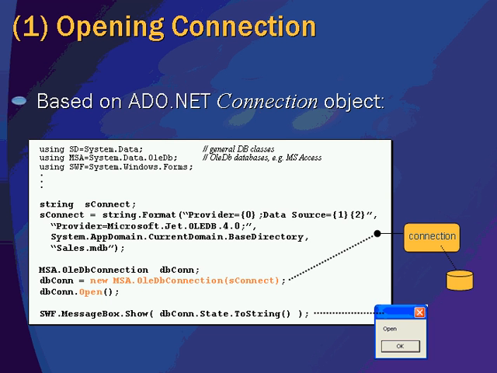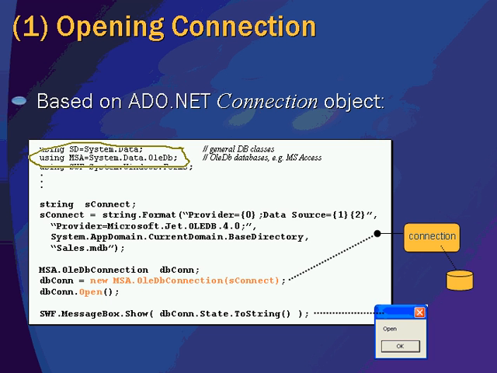Every time you want to do something, you interact with an object. It's an object-oriented programming model. So to open a connection, you create a connection object and you say object.open. We're working with Access for the time being. Up here at the top, I have a using declaration, and I'm going to import the namespace that has the classes that I want.